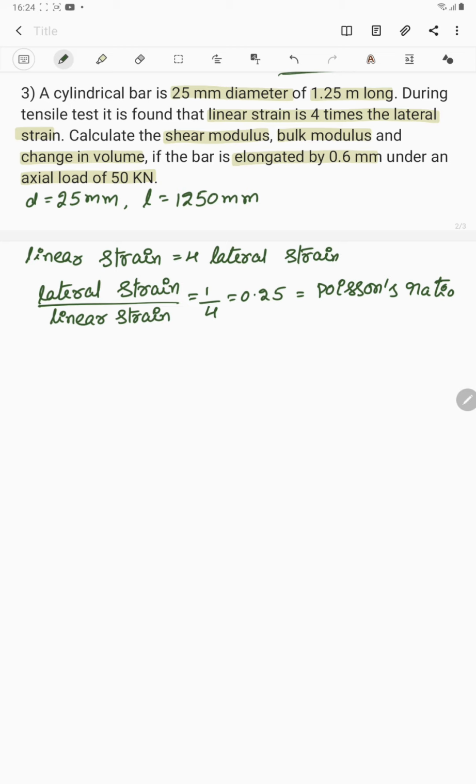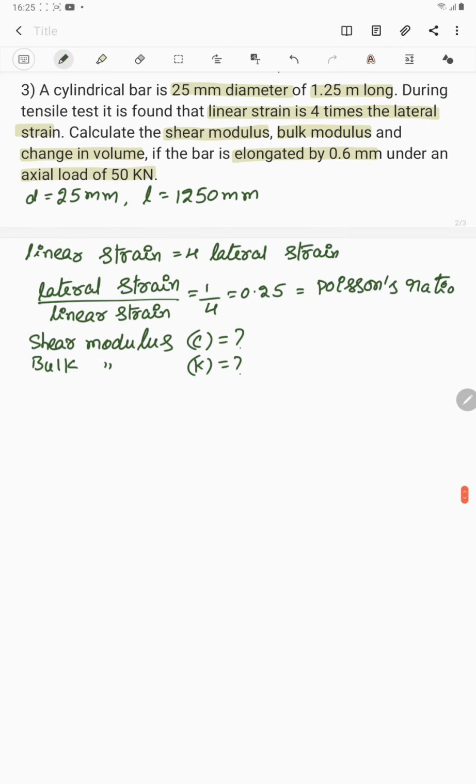Then calculate the shear modulus C equal to how much? And bulk modulus K is how much? Also you are asked to find the change in volume. Change in volume, let it be dV, also equal to how much?